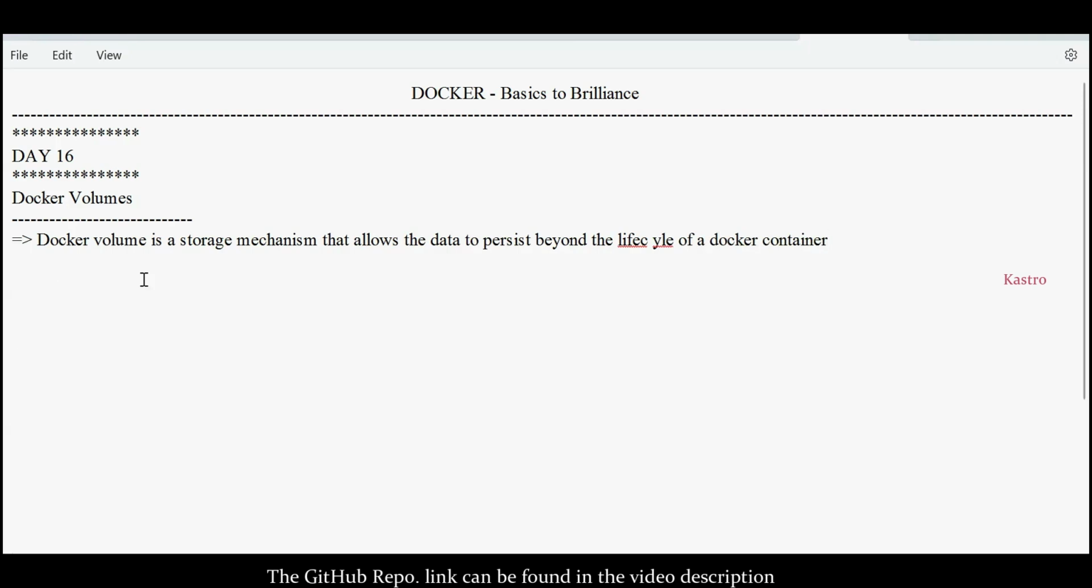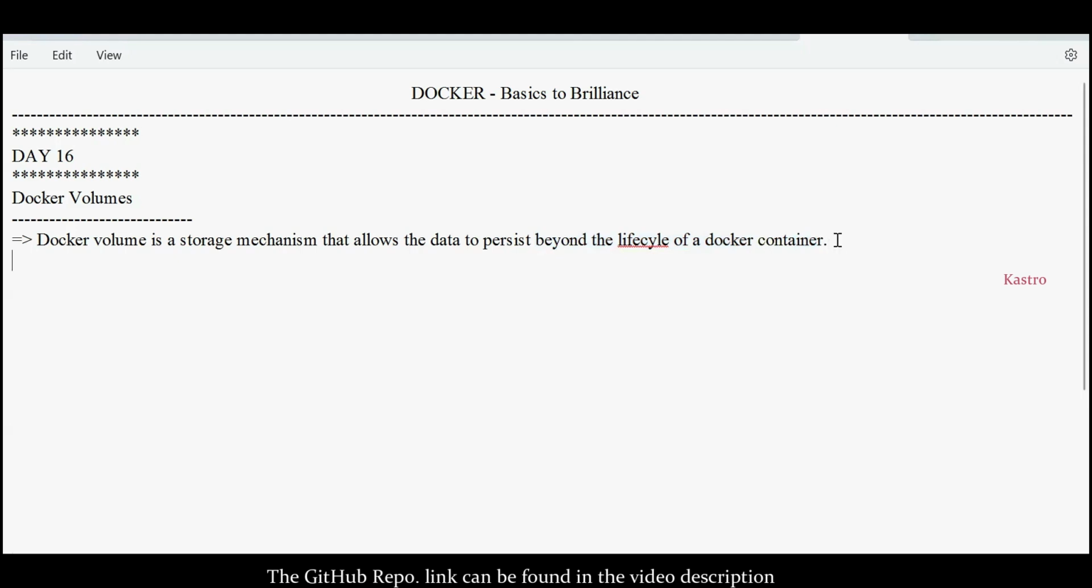So to speak about this particular definition, it is actually a storage mechanism. So Docker volumes are used to store the data. So Docker volume is a storage mechanism that allows the data to persist beyond the life cycle of a Docker container. So here, what does it mean by beyond the life cycle of a Docker container?